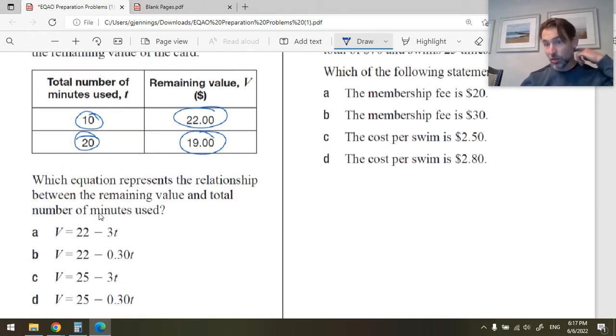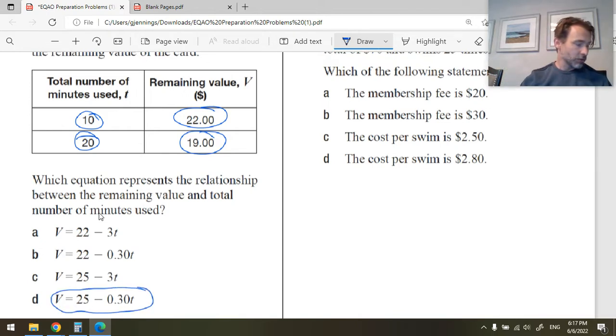We just need to find the equation of this line. That's all it is. I'll tell you, it's 25 minus 0.3t. It's this one here. So you can do this in your head, or you can work it out, and I'll show you how you work it out.